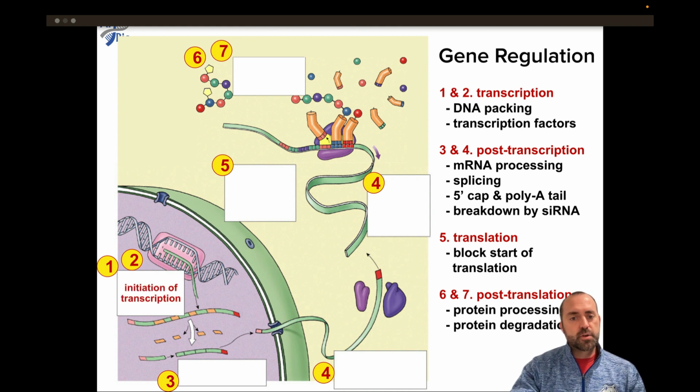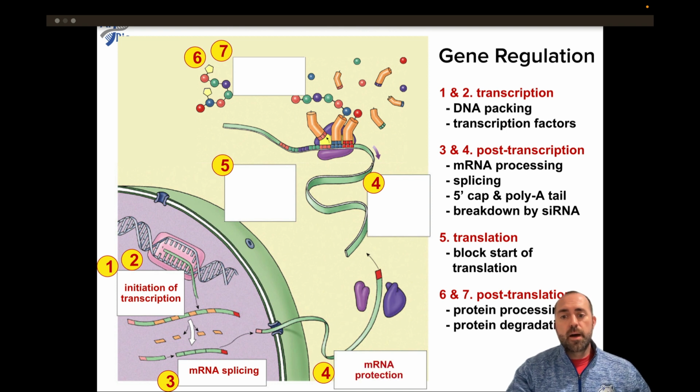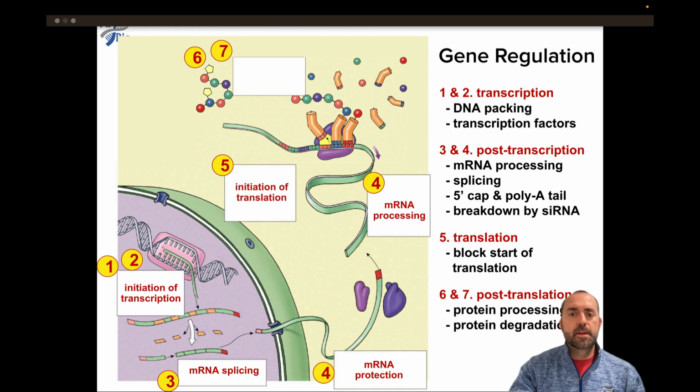So there's your initiation of transcription, getting the process started. Again, that's all involved with what DNA is unpacked and what transcription factors and activators are available. There you have your RNA splicing. All this takes place in the nucleus, so before it leaves, you have these levels of control. Once mRNA leaves, you can protect it and give it a lifespan by how long the poly A tail is and what that 5' cap is doing. You then process it. Initiation of translation can be blocked. And then you have your protein processing and protein degradation.